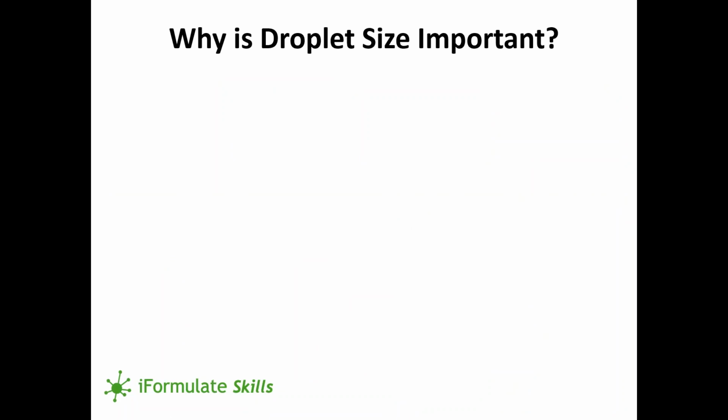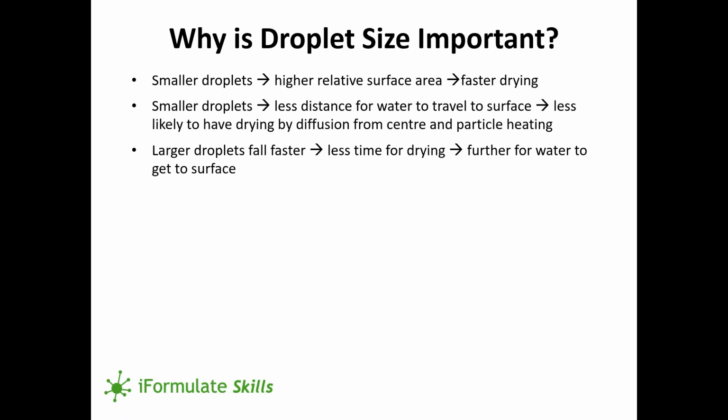So another word on the importance of the droplet size. As we've seen, smaller droplets will dry faster due to a higher surface area. The water also has less distance to get to the surface. So these diffusion and particle heating effects that we've talked about are less likely to happen for small spherical particles, and you're more likely to end up with uniform, smooth spheres.